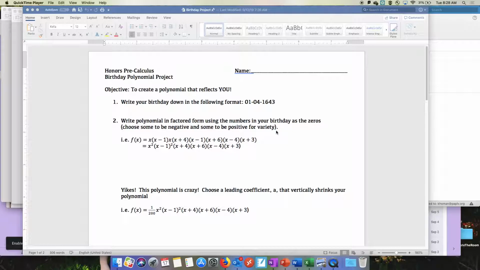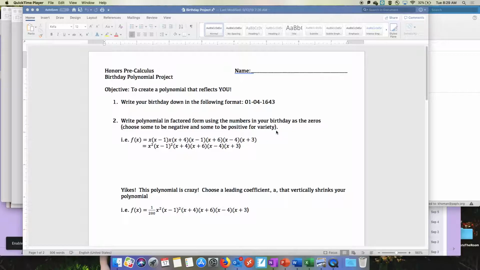Now, what you're going to do is take these and use them as your zeros. Okay? I would suggest making some of them positive and some of them negative for some variety. But everyone just watch up here. So this was Isaac Newton's birthday. I took each 0 and made it into a factor. So you can see how I took 1 and that was my 0. 4 I made into a -4 for a 0.